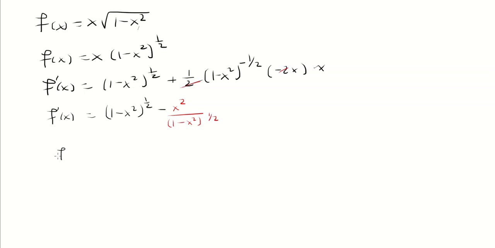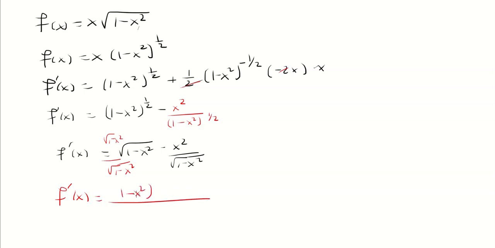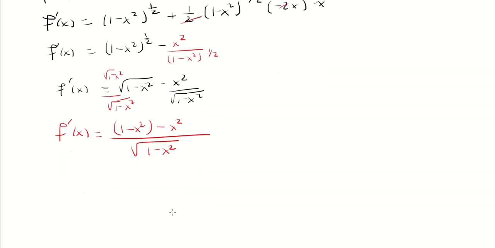So I'm just going to rewrite this as the square root of 1 minus x squared minus x squared over the square root of 1 minus x squared. I'm going to multiply the first term by the square root of 1 minus x squared over the square root of 1 minus x squared to get common denominators. So we have 1 minus x squared as the first, because the square roots cancel, minus x squared all over the square root. And then simplifying this, we have 1 minus 2x squared over the square root of 1 minus x squared.